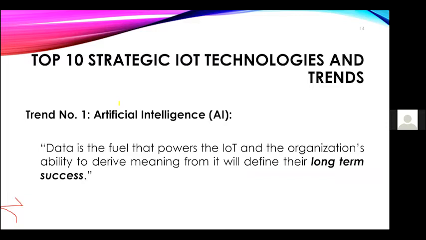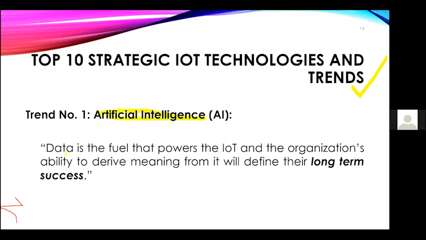Here we have the top 10 strategic IoT technologies and trends. These IoT technologies and trends are defining the upcoming area, or you can say the crux area in which further work may be done, or improvement is expected, or you can say room for research is there. So the first trend is artificial intelligence.